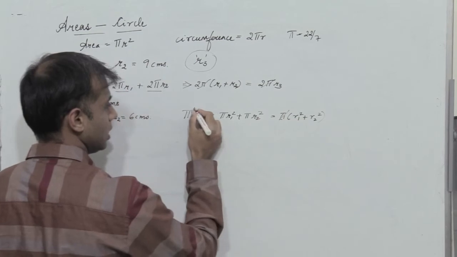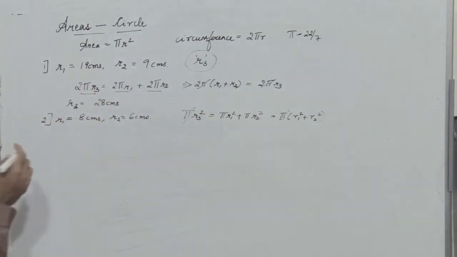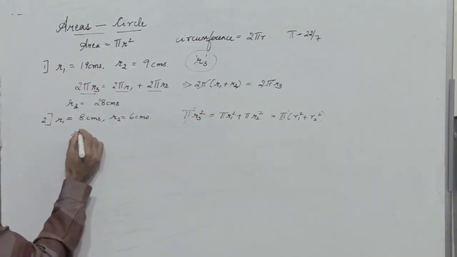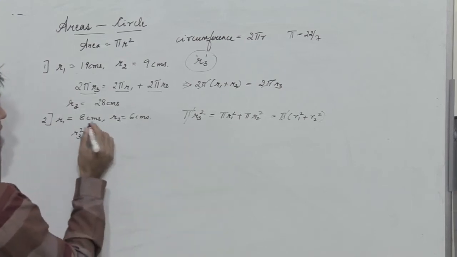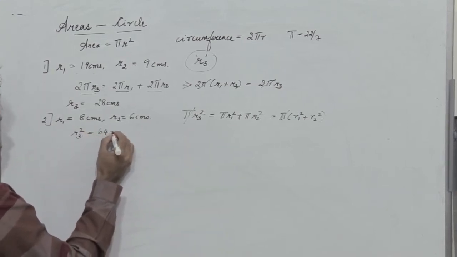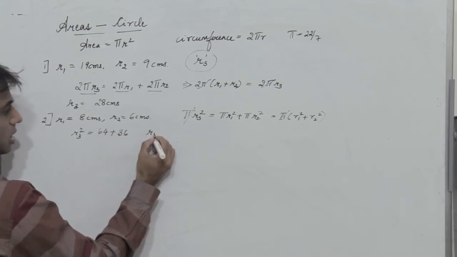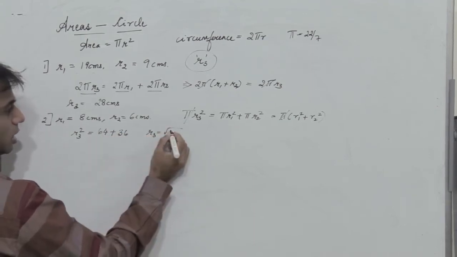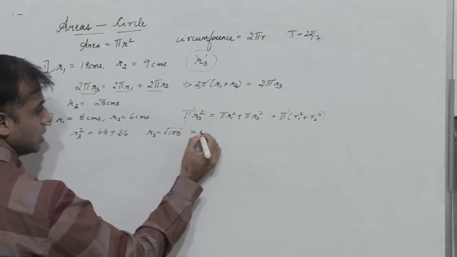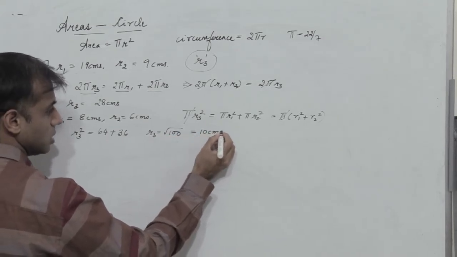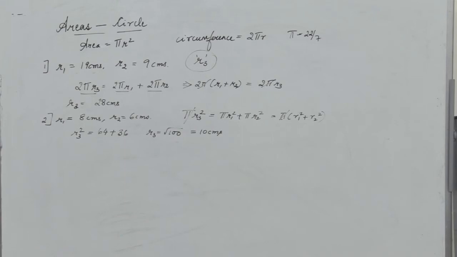So pi and pi can get cancelled. So we have r3 square equals r1 square, which is 8 square, that is 64, plus 6 square, which is 36. So r3 is the root of 100. So r3 is 10 centimeters. Okay, so the radius of the third circle is 10 centimeters.